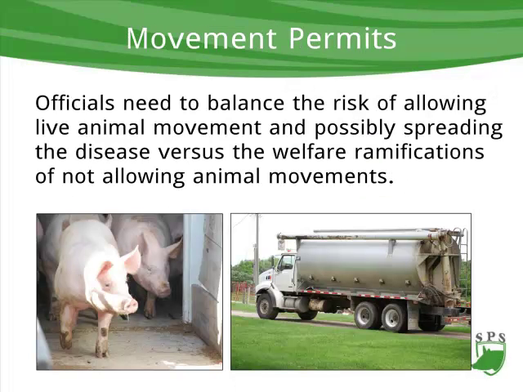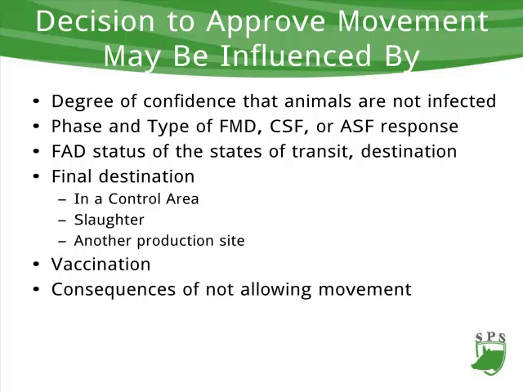So as was talked about, when the officials are going to be faced with issuing a movement permit to allow these animals to move off a production site, they have to balance the risk of not allowing that live animal movement with, as Marie said, the unintended consequence of what happens on the welfare side if they don't allow the animals to move. So that's one of the things that they're going to be looking at, and what might influence their decisions. How confident are they that those animals are not infected if they're going to allow them to move? Are they risking moving the disease around?